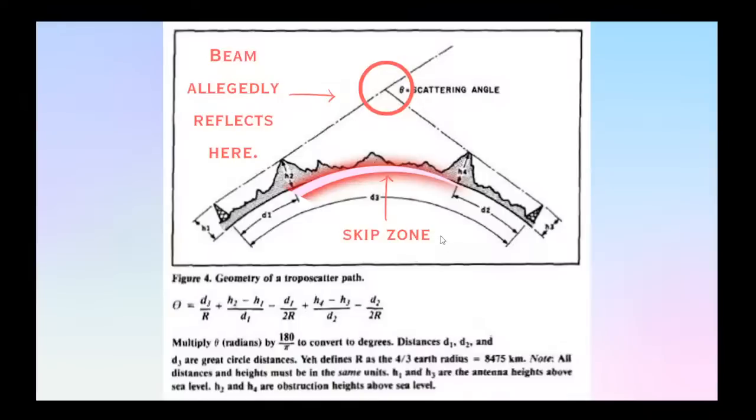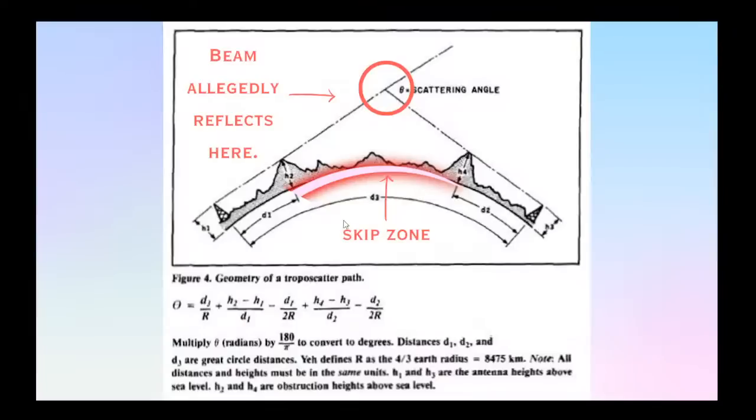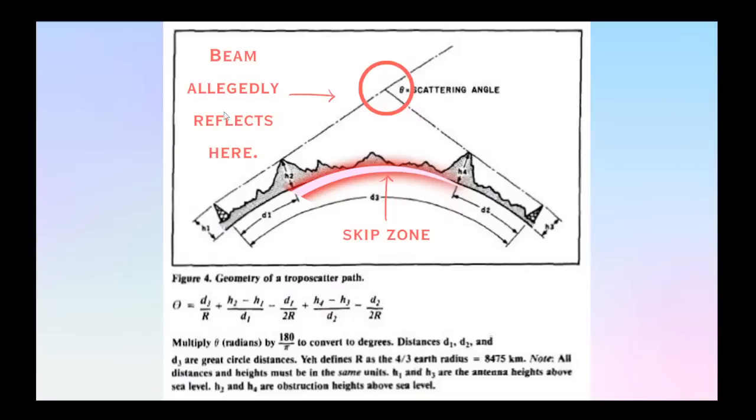All right. Now, here's the problem with their little idea here. You still have what's called a skip zone. This area right here. You send it out horizontally. The Earth's curving down away from you. And say it goes up about 5 to 10 miles, then bounces back down to the receiver. So this whole area right here isn't receiving the microwave. So the beam allegedly reflects right here, and that's where you get your scattering angle, which means this whole portion right here is a skip zone, just like with the quote-unquote ionospheric skywave propagation.